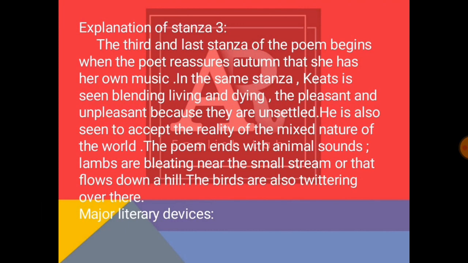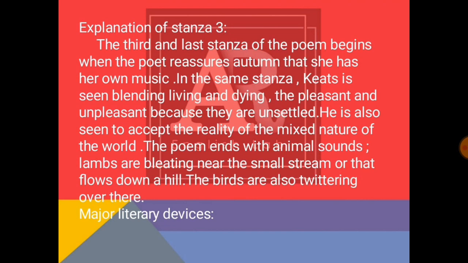Explanation of stanza 3. The third and last stanza of the poem begins when the poet reassures autumn that she has her own music. In the same stanza, Keats is seen blending living and dying, the pleasant and unpleasant, because they are unsettled. He is also seen to accept the reality of the mixed nature of the world.